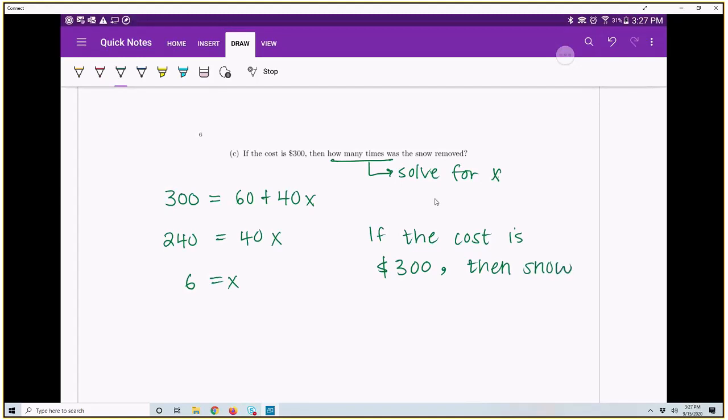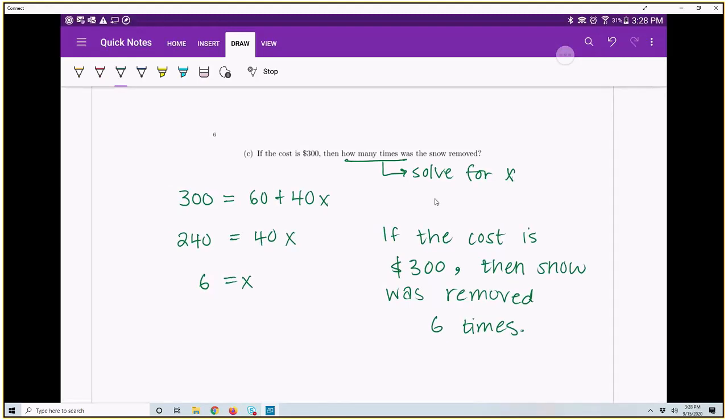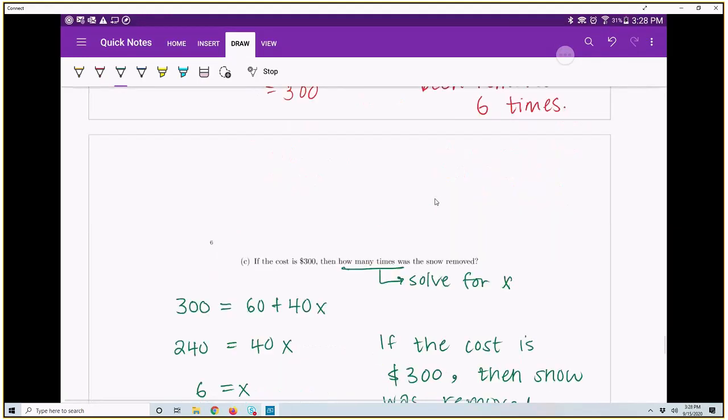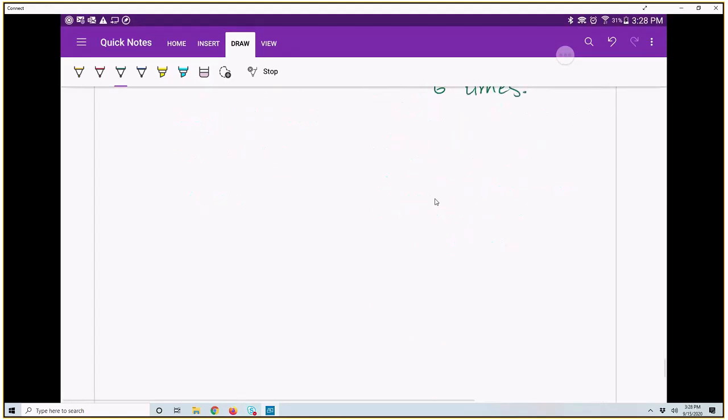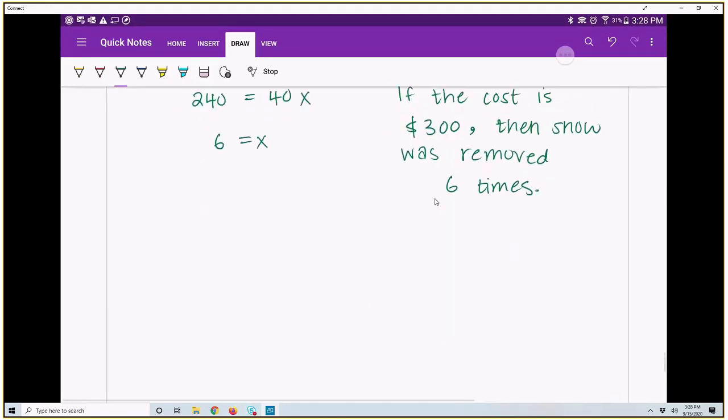So if we compare, that's exactly what we already knew, because we already found in part B that when snow is removed 6 times, we paid $300. So this question could be asked in 2 different ways. It could be they give you the cost and they ask you to find the x, or they give you the x and they ask you to find the cost. That is the final question on this lecture note of applications of linear functions.